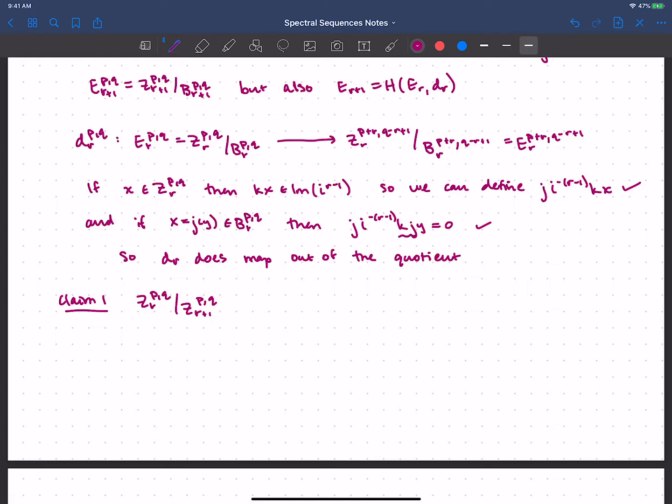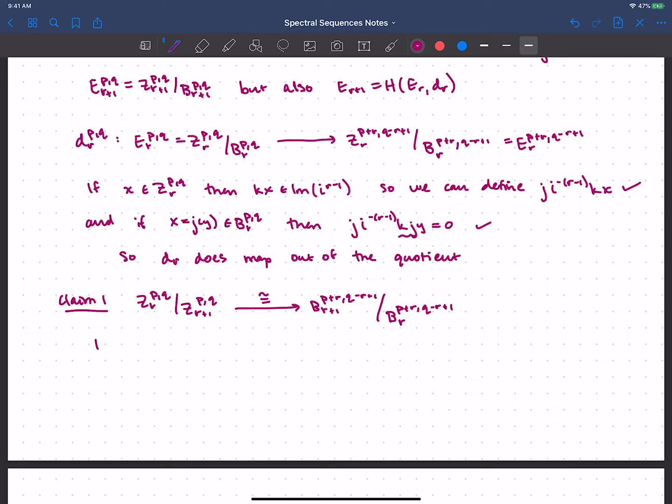Okay, from the last video, there's a map to B_{r+1}^{p+r,q-r+1}. Again, this is why people don't write the degrees. It's just the degrees that it should be for the differential. But then B_r, same degree. I really like having them there for my own sanity. Okay, so the claim here is that this map is an isomorphism.